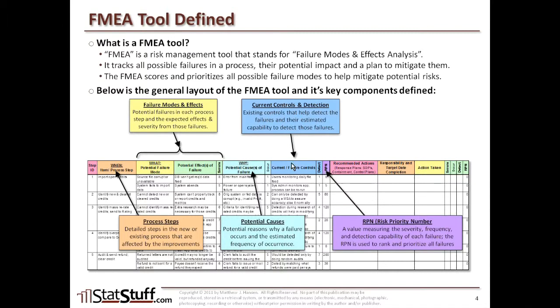And then using all the information from those last three sections helps us to calculate the RPN, which is the risk priority number. This is a value that's used for measuring the severity, frequency, and detection capability for each of those different failures. And the RPN is used as a way to help rank and prioritize all those failures. Then after that we've got a mitigation plan. These refer to the actions and the assigned owners of how we can help mitigate those identified risks from over in this section.